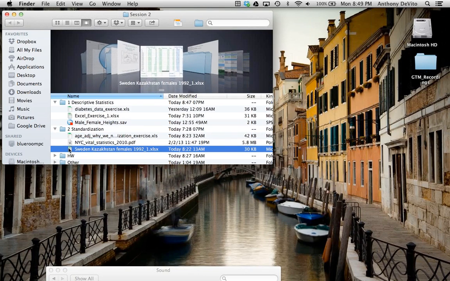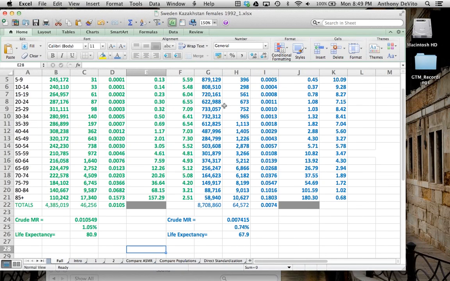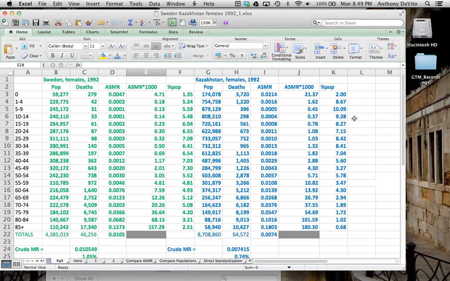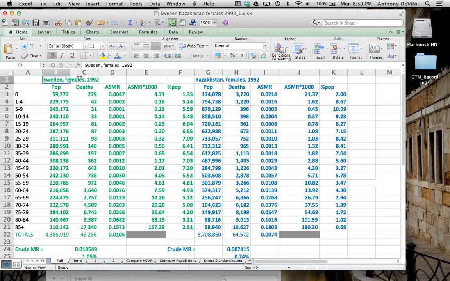Open this study. Okay, now this study, I'm going to blow this up so we can see it. Okay, let's look at this data. This data represents the mortality rate for females in 1992 in Sweden and in Kazakhstan. Here we have the population of females in Sweden, grouped by age very conveniently.